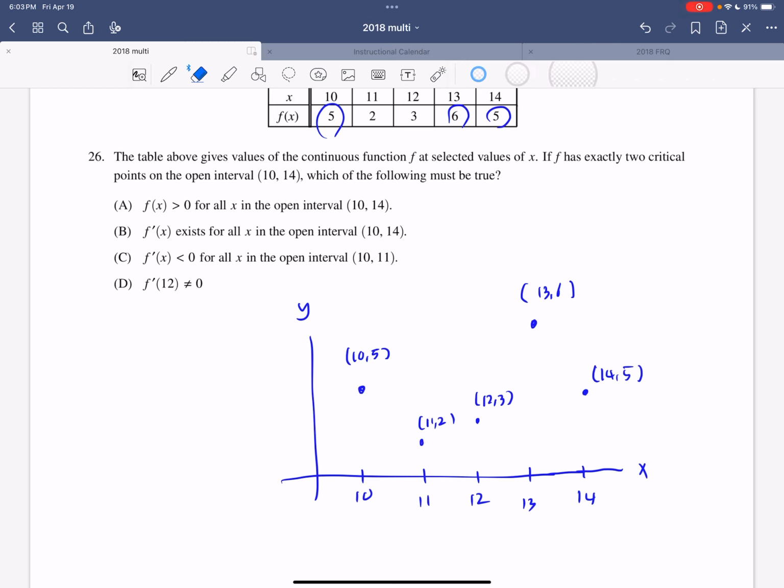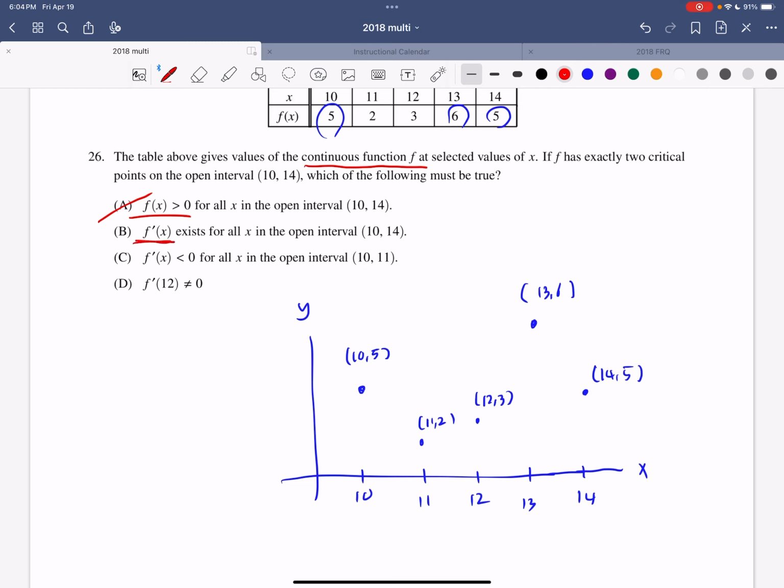So let's see one by one. The y value is going to be always greater than 0 from 10 to 14. And you will probably think, yeah, all these points are above 0, so that should be true, right? That's not necessarily true. As I say, this graph can go like that. We just don't know. What we know is the graph is continuous. That's what is given to us. But it can go here like that, we don't know, okay? So the first one is not true.